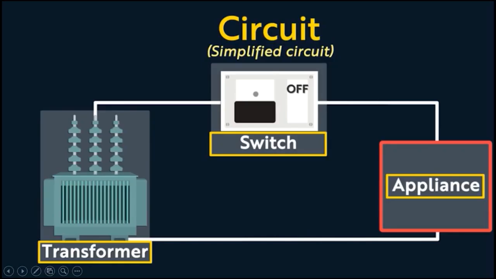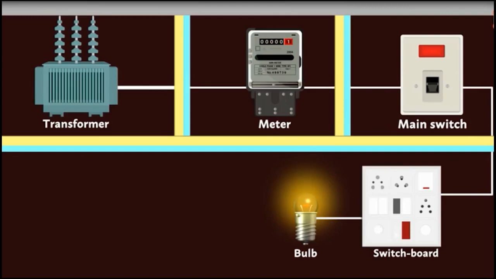The circuit that you are seeing on your screen is the most simplified circuit that we use to power our home appliances. The transformer provides the electricity to our houses, and when we turn on the switch, all the appliances get the electricity and turn on, right? So for example, this is how the bulb glows. When the main switch is on, the electricity flows to our switchboards, and when we turn on the switchboard, the electricity again flows to the bulb and the bulb starts glowing, right? So this is the basic example of a circuit.